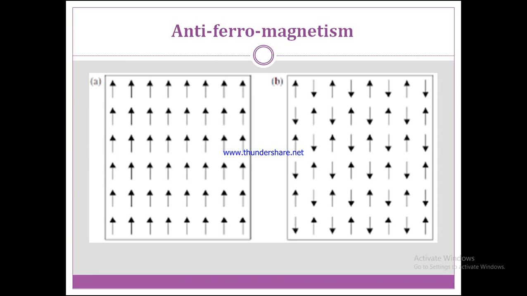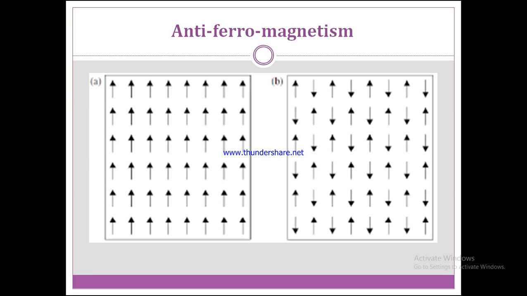In this structure, figure A shows the ferromagnetic material, whereas figure B shows the antiferromagnetic material structure. In the ferromagnetic material, a large resultant magnetism is observed, but in antiferromagnetic material, the resultant magnetism is zero.